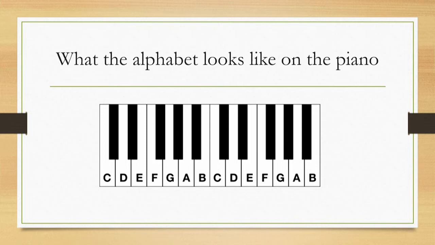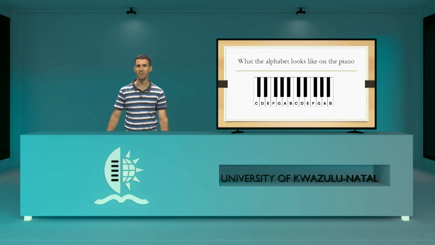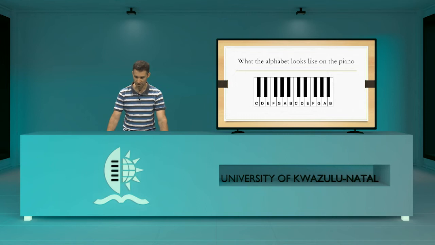If you have a look at the bottom, the first note that we see is C, followed by D, E, F, and G. And then you see it starts again. A, B, C, D, E, F, G, and then again A and B. So those are the white notes of the piano and how they work.